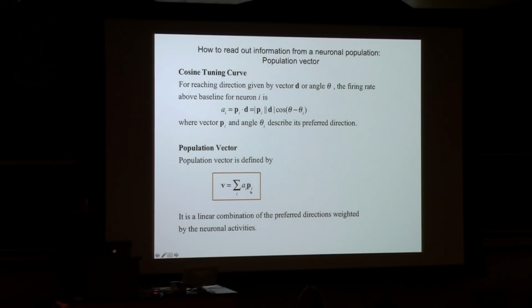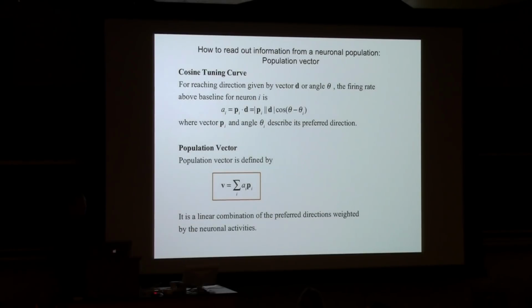So each neuron has a preferred direction. That's the direction the neuron likes. And you weight it by the activity above the baseline, all right? So this is just like a voting, right? Each cell votes for its preferred direction, and the vote is proportional to the activity. If your activity is higher, you contribute more. If the activity above baseline is negative, since the cosine function can be negative, it goes in the opposite direction. So this is the first use as a way to actually read out information.